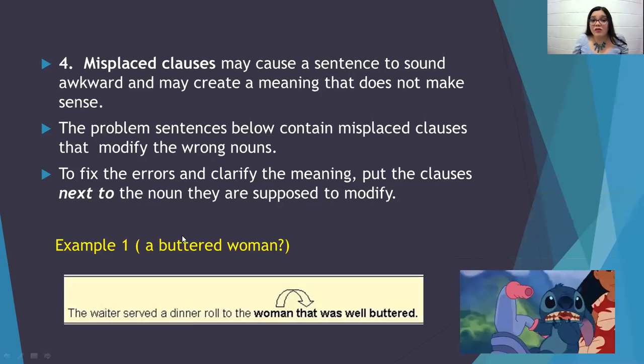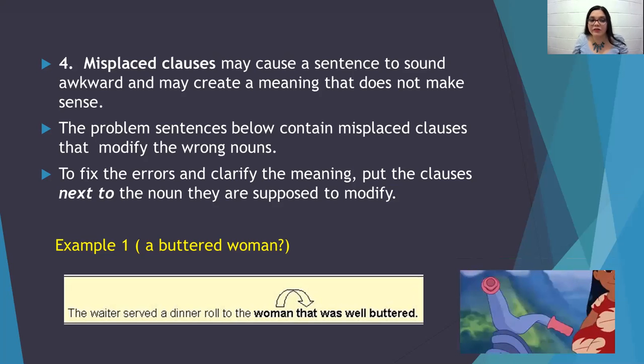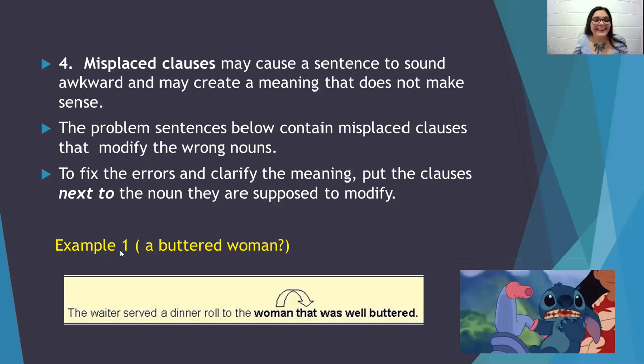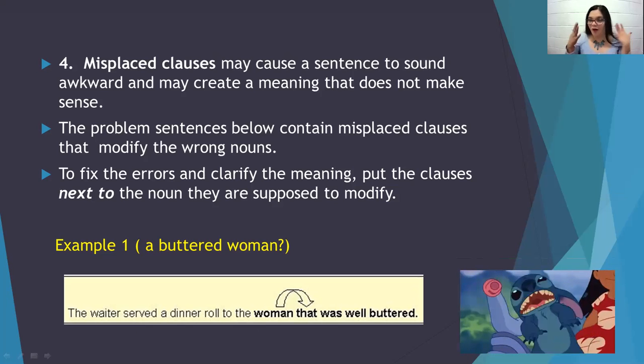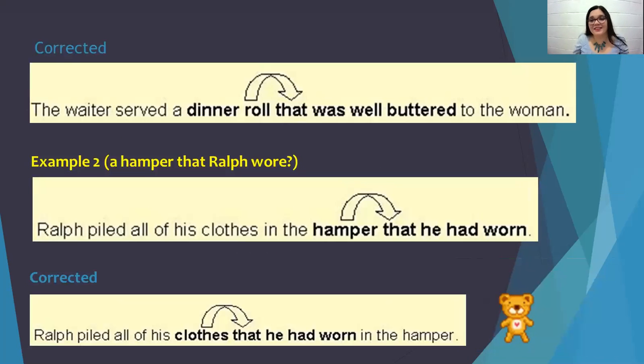Misplaced clauses may also cause the sentence to sound awkward and may create a meaning that does not make sense. The problem sentences below contain misplaced clauses that modify the wrong nouns. To fix these errors and clarify the meaning, put the clauses next to the noun they are supposed to modify, please. A battered woman. The waiter served a dinner roll to the woman that was all buttered. So the woman was buttered. A corrected version is: The waiter served a dinner roll that was all buttered to the woman. It was the dinner roll, not the woman, right?